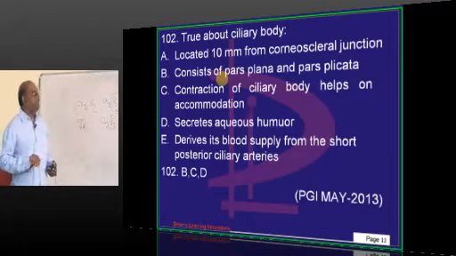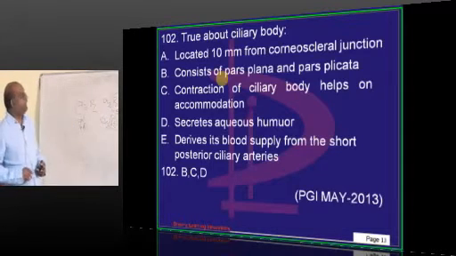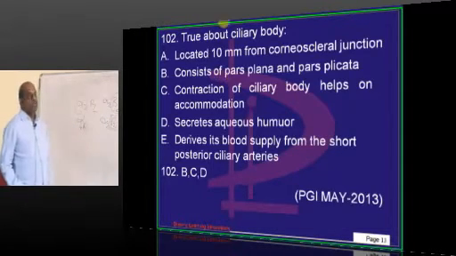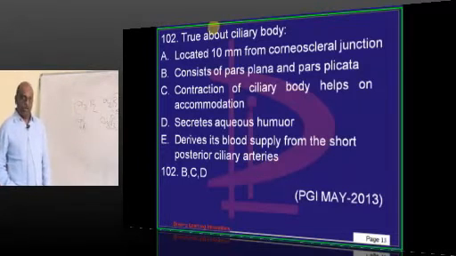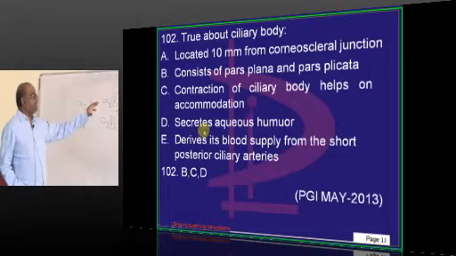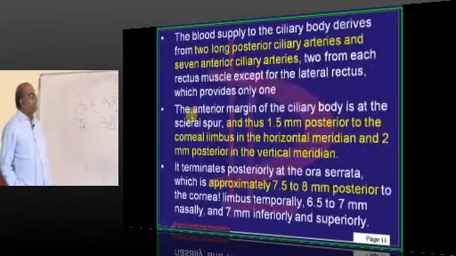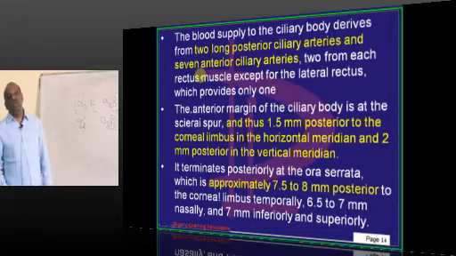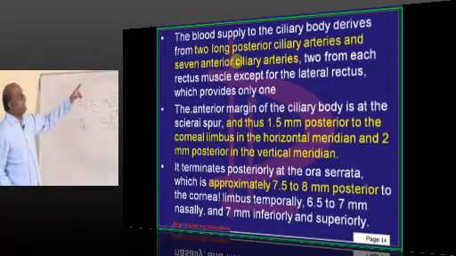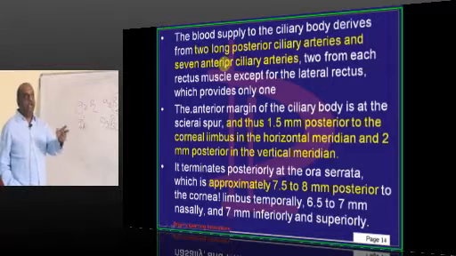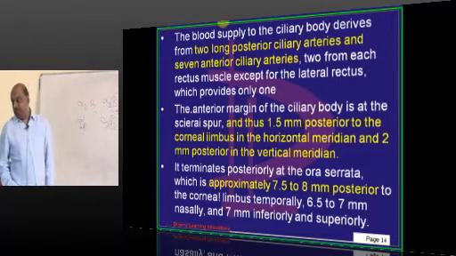Ciliary body, it has got a pars plana and pars plicata, and the contraction of the ciliary body will help obviously in accommodation, and ciliary body is the one which secretes the aqueous humor, that is also true. But where is the ciliary body basically located and what is the blood supply? There are 2 long posterior ciliary arteries and 7 anterior ciliary arteries. Clear?